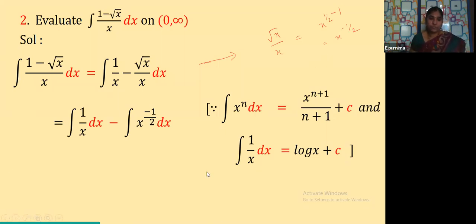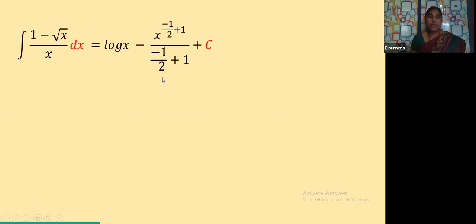So what is here? 1 by x is a direct formula we have. Integral of 1 by x dx is equal to log x, and the other one is in the form of x to the power of n. So it is log x minus x to the power of n plus 1, that is minus half plus 1 by minus half plus 1, plus c. Always don't forget to put plus c, children. So this term I'm writing again here. Log x minus x to the power of 1 minus half is half, here also 1 minus half is half, plus c.